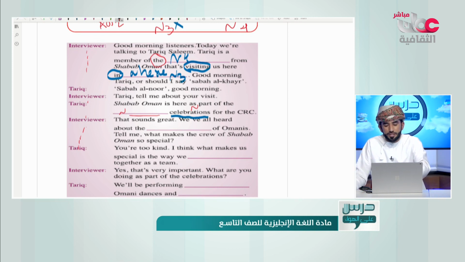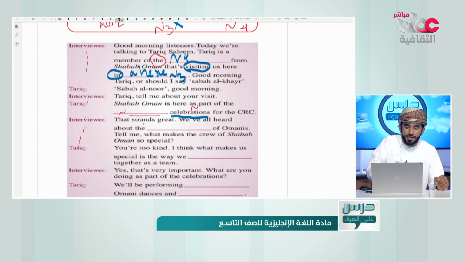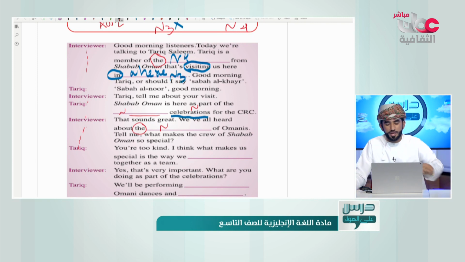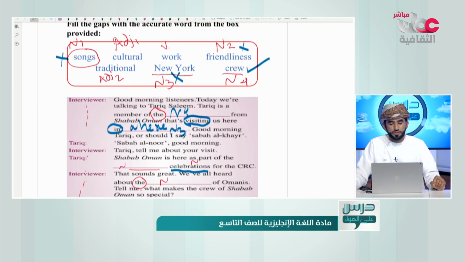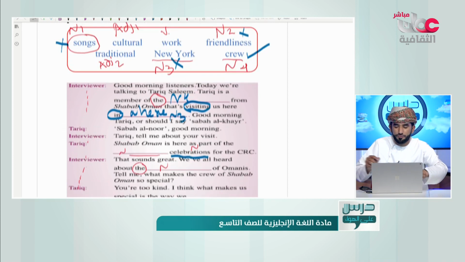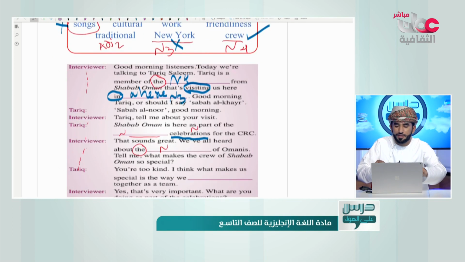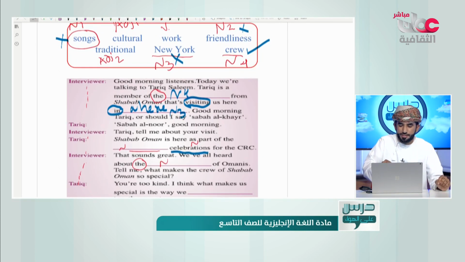That sounds great. We have all heard about the songs of Omanis. Again, you've got "the," and then we're talking about a noun. If you go to those nouns, we've got what? Songs, New York, and friendliness. Which one is correct? Exactly, friendliness. That is lovely work.